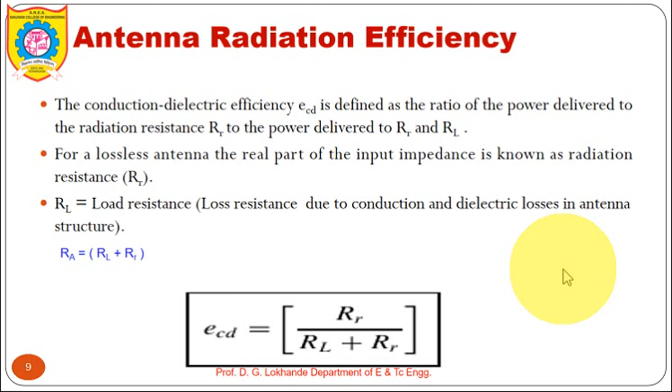For that, the conduction efficiency can be calculated as the ratio of the radiation resistance RR upon the RA value, that is RL plus RR. So this is the conduction efficiency we get over there.